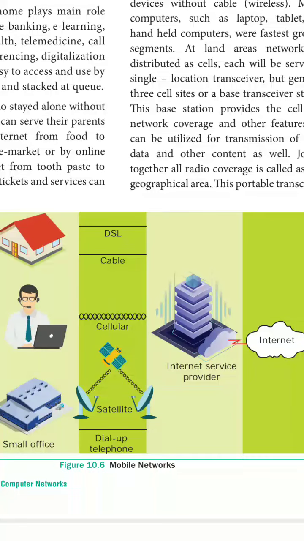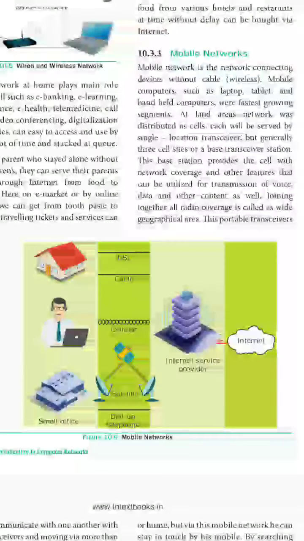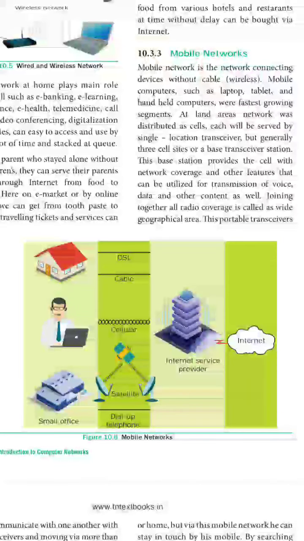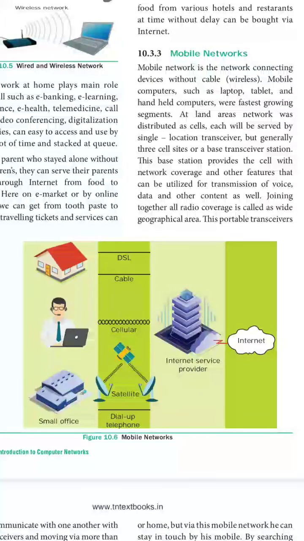So you may be in a home or in an office, and everything can be connected by DSL cables, cellular network, or even you can access the network by using satellite connections. The internet service provider will be providing you the internet. So all this can be done by using this mobile network.